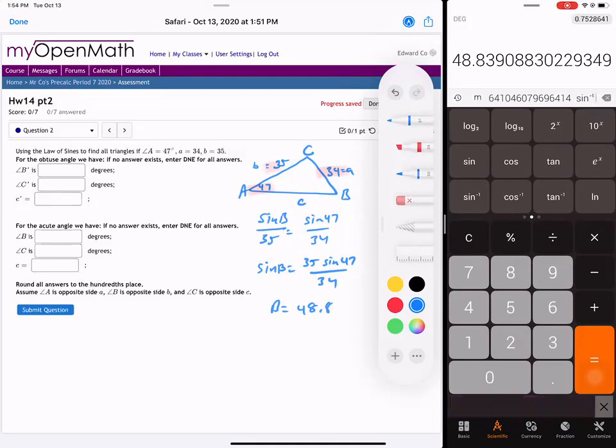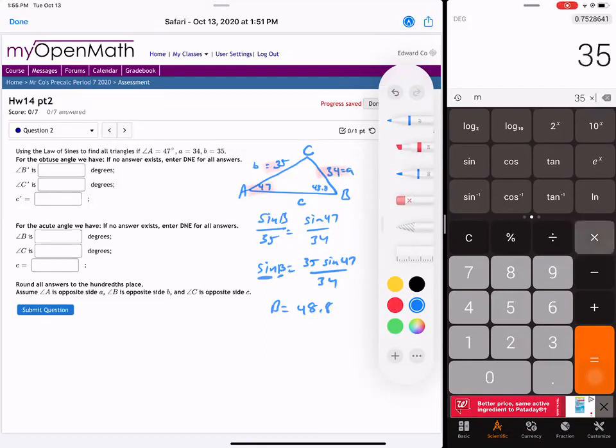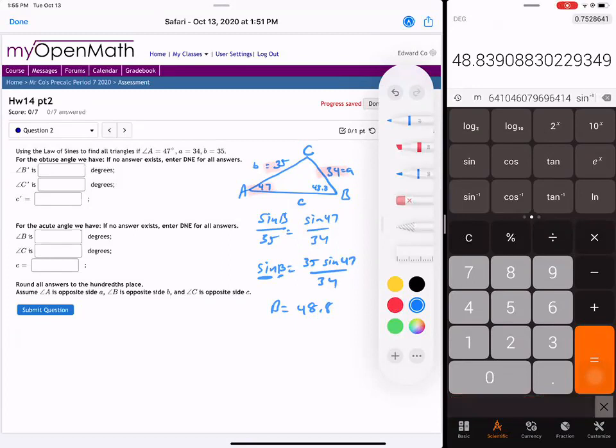Okay. Wait, so Mr. Ko, why did you use the inverse sine? Because to get rid of the sine here, I had to do sine inverse to both sides. So 35 times sine 47 equals, divided by 34 equals. And they give me a decimal. That's not an angle. So I have to undo my sine to get that 48.8. So whenever you get a weird angle, bam, sine inverse. Also, if you look here, it's not B by itself. There's sine in front of it. So stop sinning.